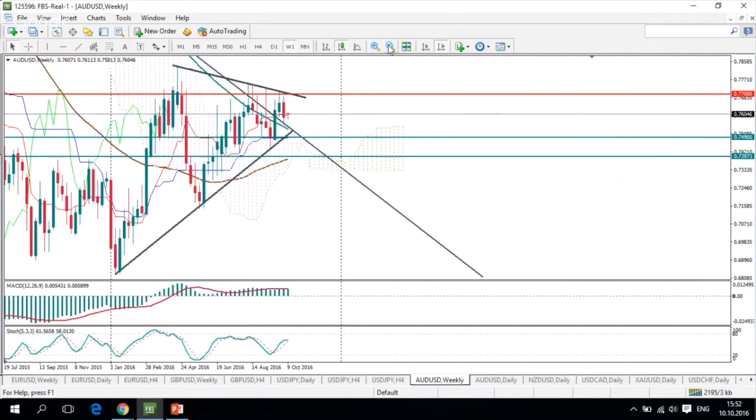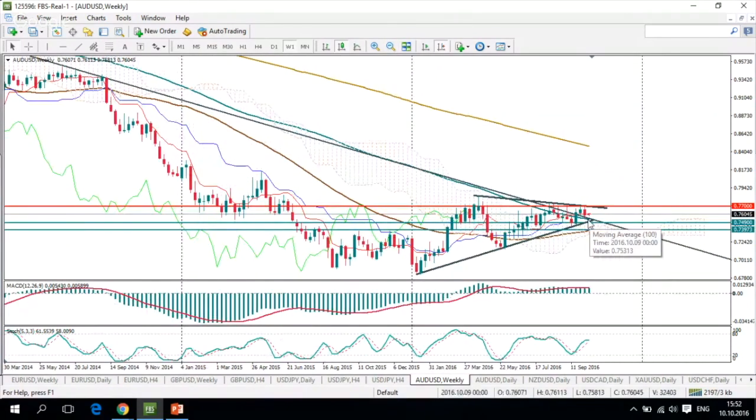the 100-week moving average around 0.7530. This should be the target. This is where the pair has support.